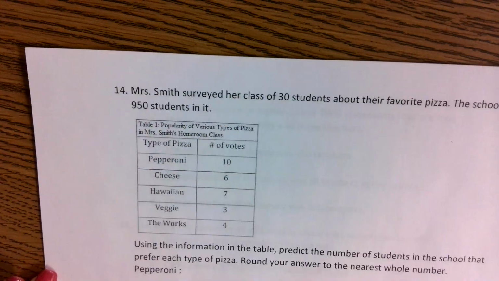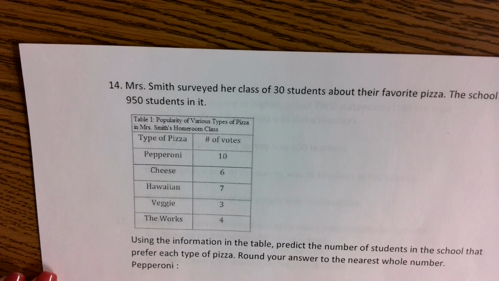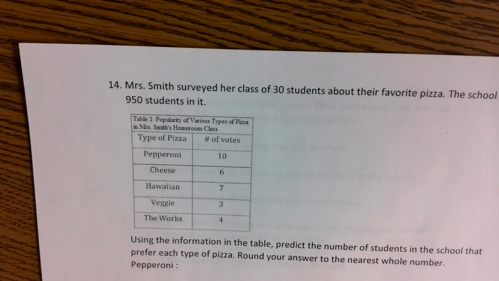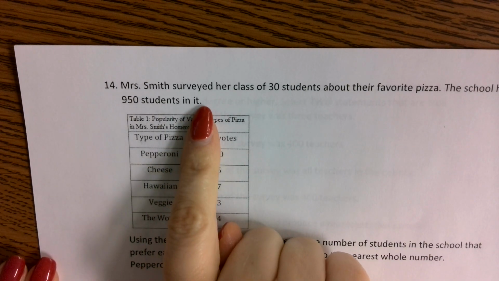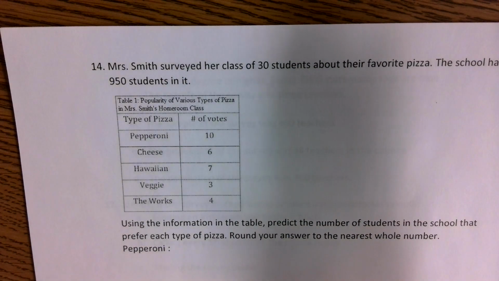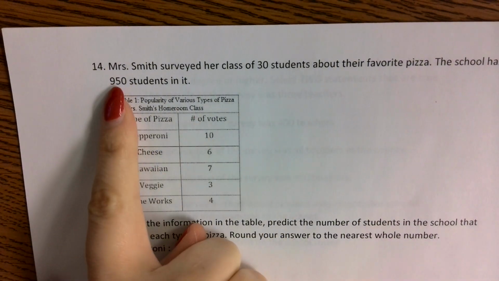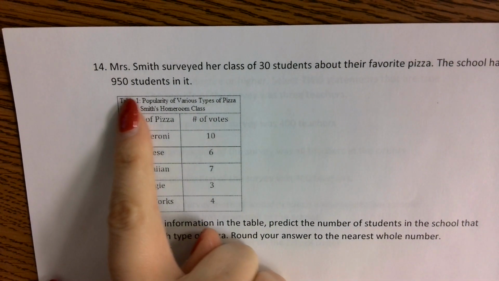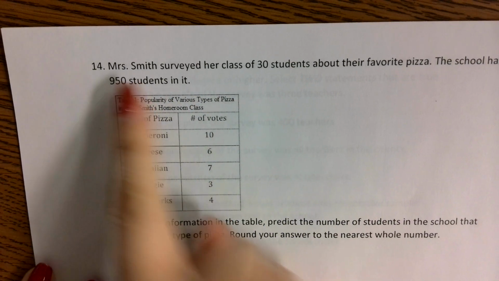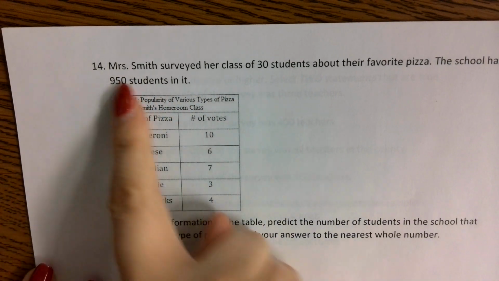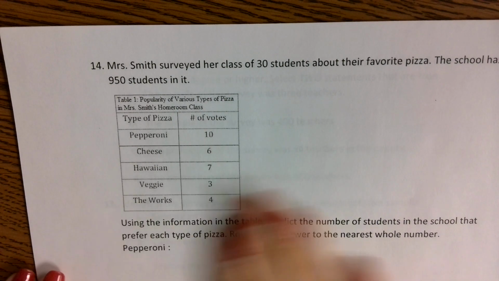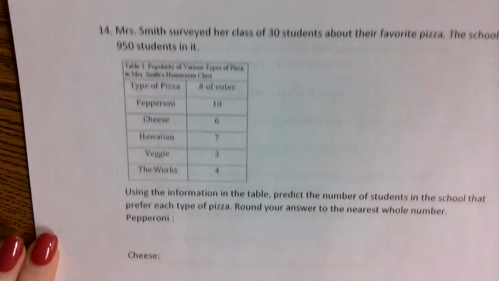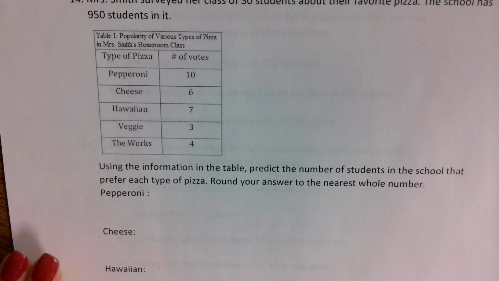All right, for problem 14. For problem number 14, you have a listing of students that have a preference or voted for a certain type of pizza, and there are 950 students in the school. So based off of that, let's make a prediction of how many of those 950 students would like pepperoni, cheese, Hawaiian, veggie, and the works. So you're making predictions. Let me just remind you one more time how you set that up.